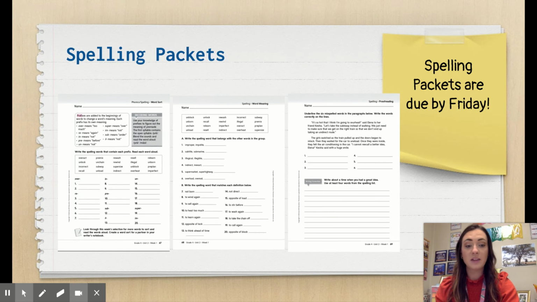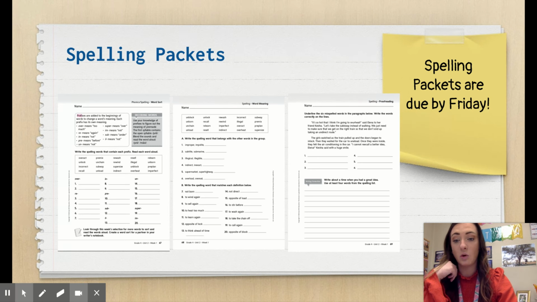For your spelling packet this week, a lot of you asked for a little bit tougher of an assignment, so we've added a third page. So your first 2 pages are going to be your words or ones that you guys are already used to. So for example, on this page, you will sort. So any word that starts with the prefix over, you're going to put in here. Any word that starts with the prefix re, you put in here, and so on and so forth. In the second page, you will write the spelling word that goes along with the words in the other group.